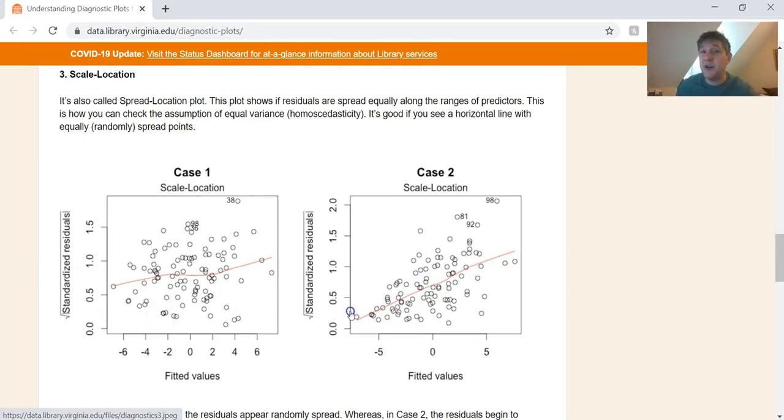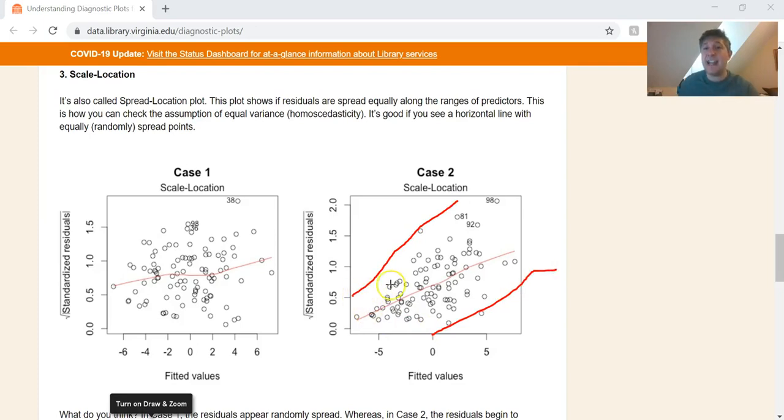While here we see that these residuals are making a cone shape. They're fanning out. That's then an indication that the constant variance assumption hasn't been met.